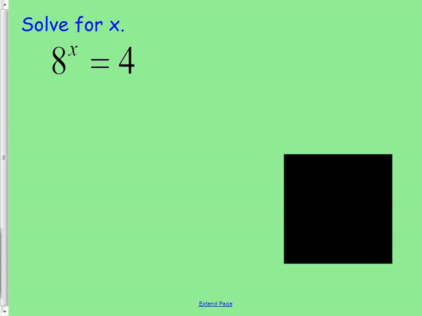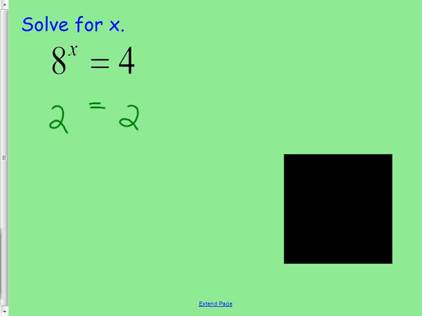Now I can't change this 8 into 4 to the something, because 4 to the something doesn't equal 8 unless you're talking fractions and you don't know how to do fraction exponents yet. But 4 to the something makes 8 isn't going to work. So how about if I make both of them have a base of 2? Now this is a really important time as you're learning these. You have to understand what's going on here.